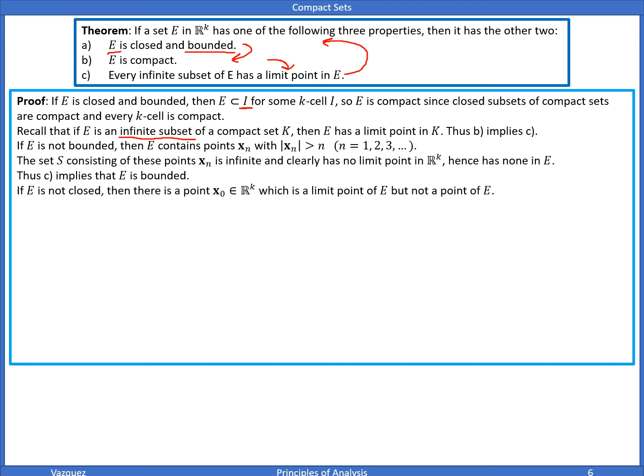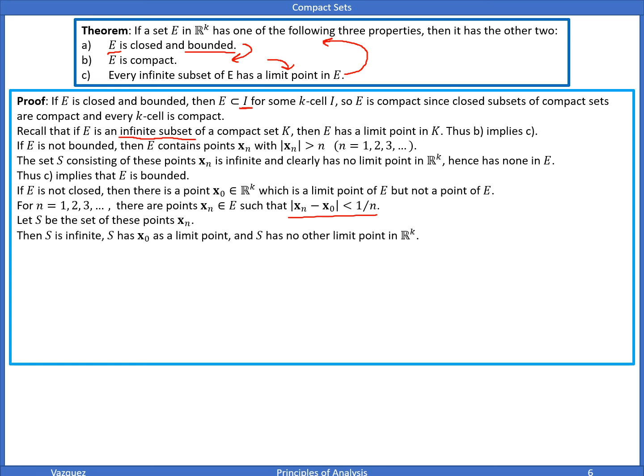But what about closed? Okay, well, if E is not closed, then there's a point x_0 in R^k, which is a limit point of E, but not a point of E. So it's a limit point of E, but not a point of E. Right, and this is because E is not closed. Well, then for n equal to 1, 2, and just keep going on infinitely, there are points x_n in E such that the distance |x_n - x_0| is less than 1/n, right, because we're getting a limit point. Well, then S, we're going to let it be the set of all these points x_n. Then S is infinite, and S has x_0 as a limit point.